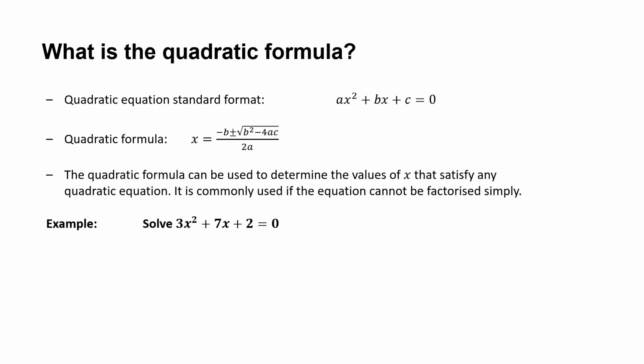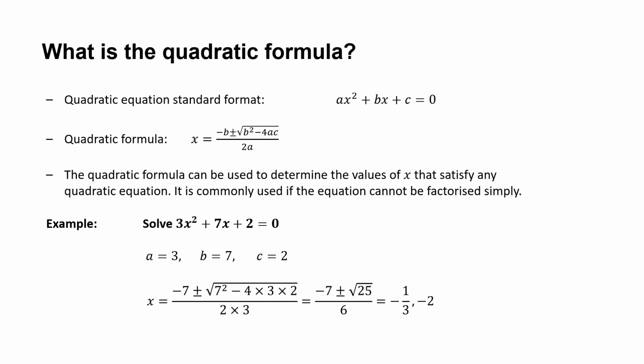So we've got 3x squared plus 7x plus 2 equals 0. So we want to know what our a, b, and c are, and then we're ready to use the equation. So in this case, our a is the term before x squared, which is 3. Our b is the term before the x, which is 7. And our c is the number term at the end, which is 2. So we're now ready to plug these values into the quadratic formula.